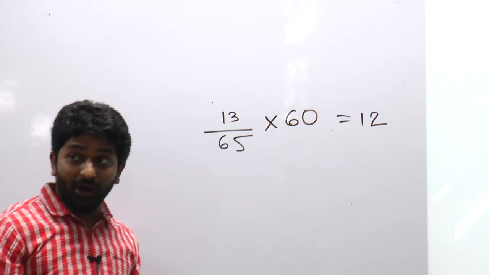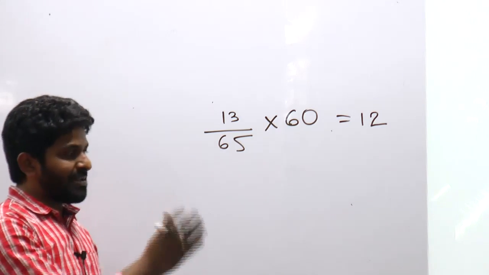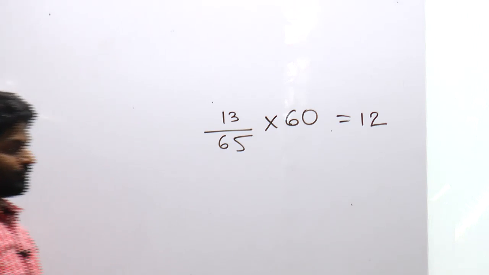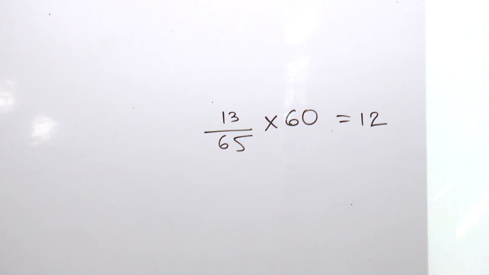Quantity 1 we got it as 15. 1 is greater than 2. Quantity 1 is greater than quantity 2.